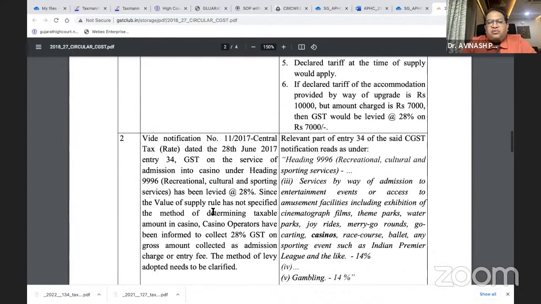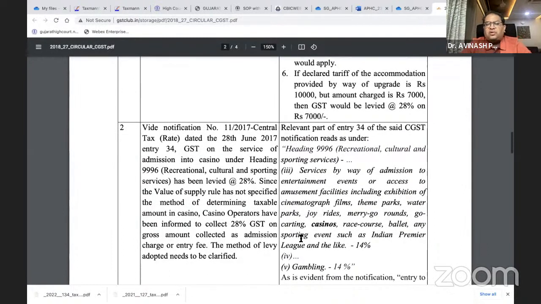Next is Notification 11/2017, Central Tax (Rate) dated 28th June 2017, entry number 34. GST on service of admission into casino under heading 9996, recreational, cultural and sporting services, has been levied at the rate of 28%. Since the value of supply rule has not specified the value for determining taxable amount in casino, casino operators have been informed to collect 28% GST on gross amount collected as admission charge or entry fee. The method of levy adopted needs to be clarified.